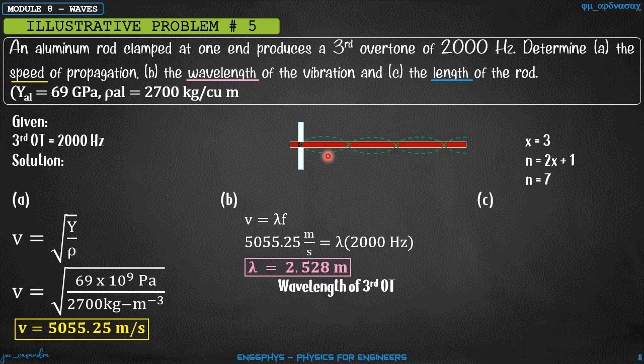And to solve now for our length, that will be equal to 4L over 7. Okay, or this came from L is equal to 7 over 4 of the wavelength. So we have computed the wavelength of the third overtone. So we could now solve for the length, which is now 2.528 equal to 4L over 7, giving us a value of 4.424 meters. So, okay, that's it for number 5.